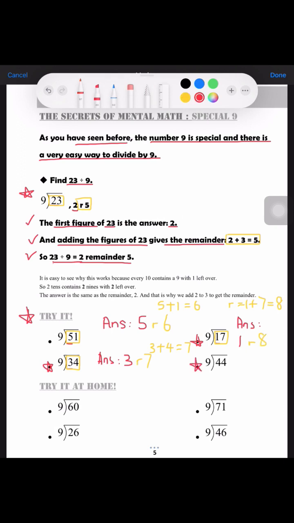Okay, next question. 44 divided by 9. So what is the answer? Yes, it will be 4 because the tens digit is 4. And the remainder is 4 plus 4. So 4 plus 4 equals 8. So the remainder is 8. Okay, so for the rest of the questions, please try to do them at home for your practice. Please use the same method.